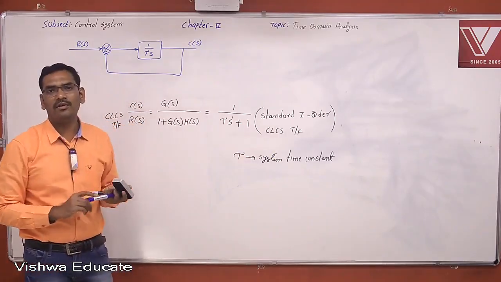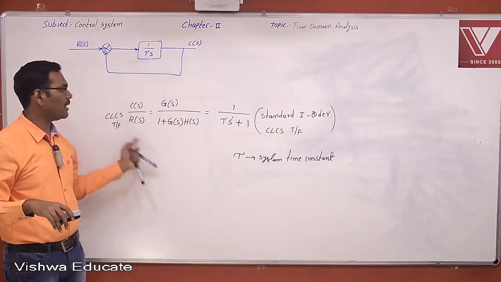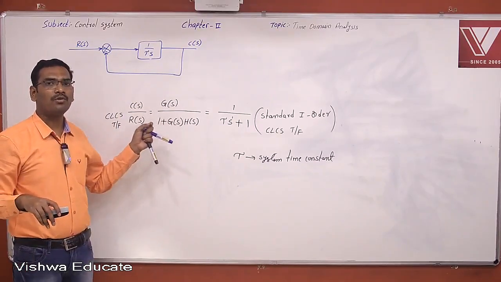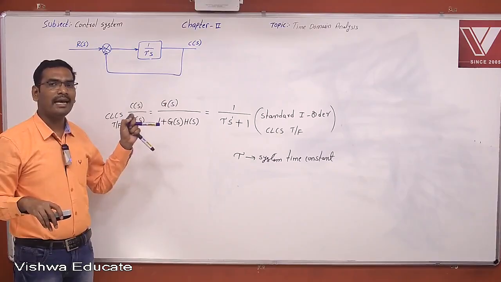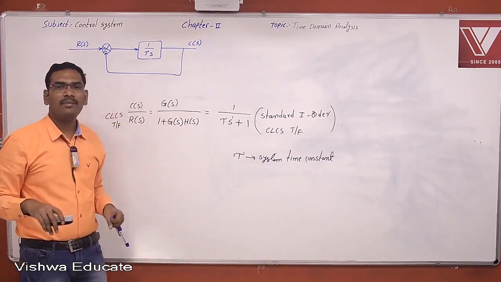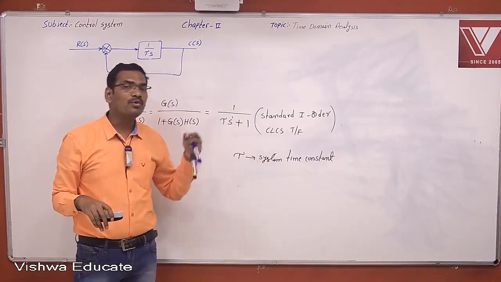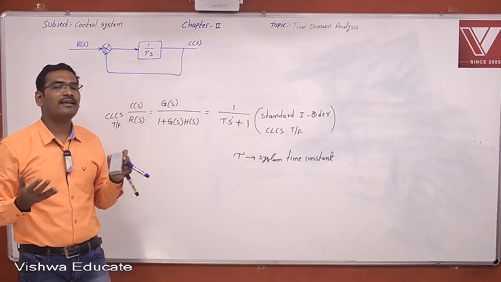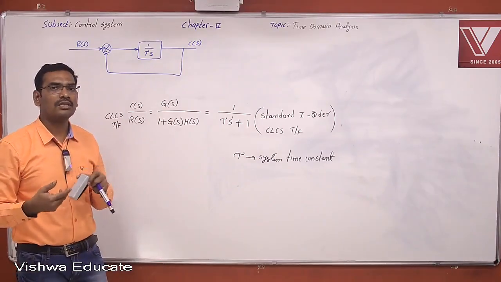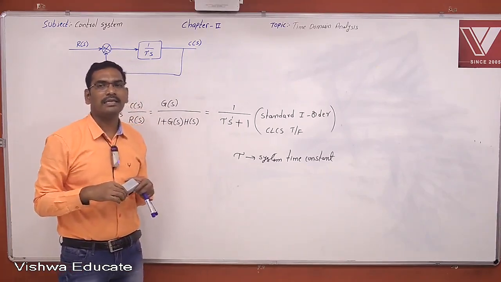Now what we are doing is, I just take one standard first order closed loop control system transfer function. Now I want to do the time domain analysis of which system? The time domain analysis of a first order closed loop control system, which includes both the transient state analysis as well as time domain steady state analysis.